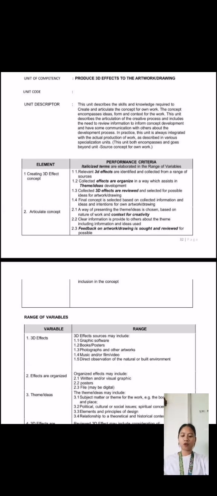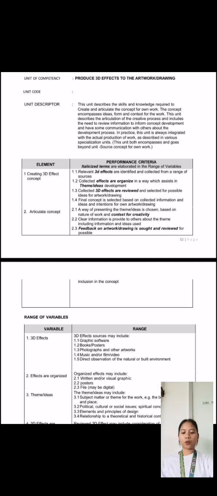Next core competency is about produce 3D effects to the artwork or drawing. Unit descriptor. This unit describes the skills, knowledge required to create and articulate the concept or own work. The concept encompasses ideas, form, and context for the work. This unit describes the articulation of the creative process and includes the need to review information to inform concept development and have some communication with others about the development process. In practice, this unit is always integrated with the actual production of work as described in various specialization units. This unit both encompasses and goes beyond unit source concept for own work.